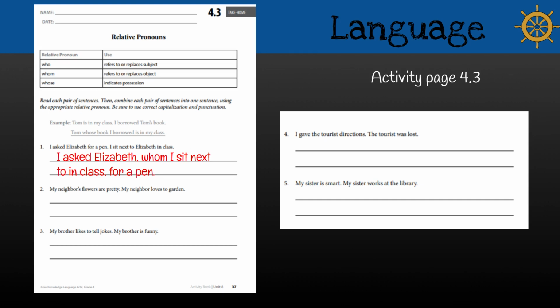Number 2, my neighbor's flowers are pretty. My neighbor loves to garden. My neighbor whose flowers are pretty loves to garden. I use whose because the flowers belong to my neighbor. Number 3, my brother who lies, I'm sorry, I said that wrong. It should say my brother who likes to tell jokes is funny. Typo there. So my brother is the subject, so I'm replacing the repetition of my brother with who.